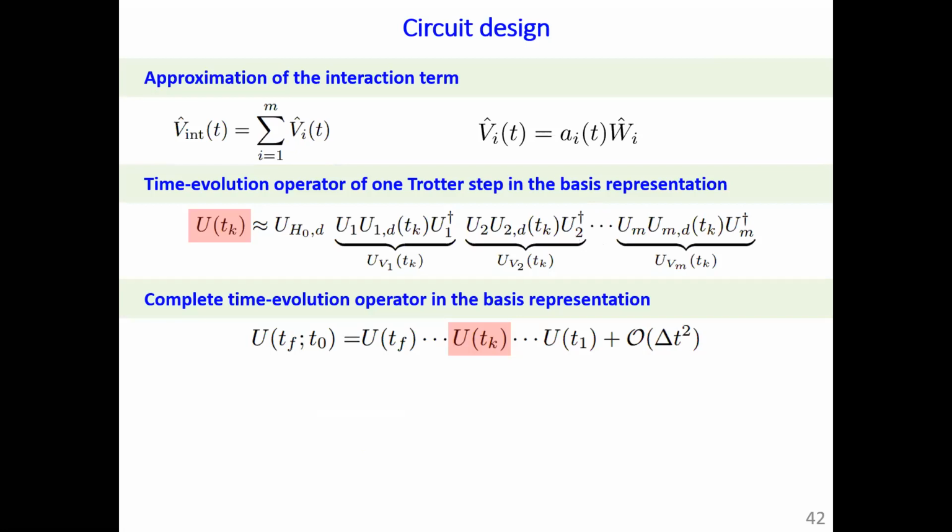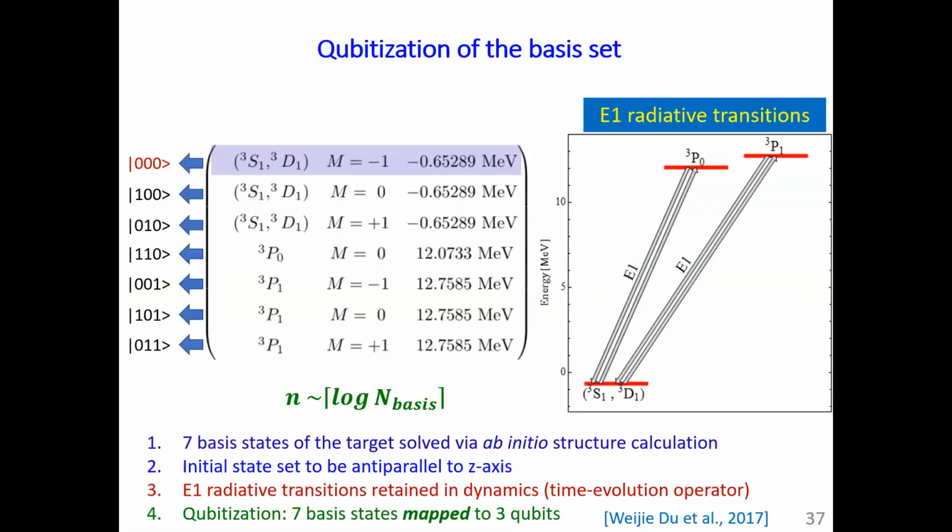Can I offer an additional comment? Actually, the way this problem is set up, if you could go to the diagram, Weijie, that shows the transitions, this problem is actually not dependent on the number of particles in principle. It depends on the number of eigenstates of the target system that you want to include. So he has 7 states included and therefore 3 qubits. If you were only going to include 7 states of a 500 particle system, it would still be a 3 qubit problem.